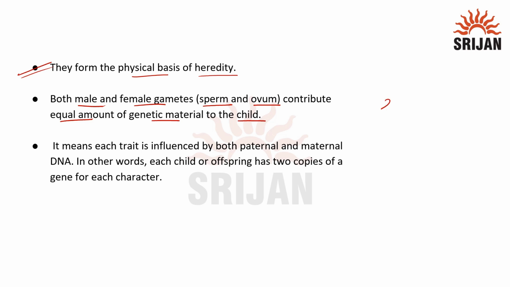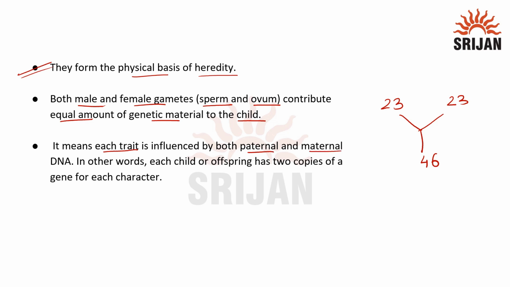So 23 chromosomes would be coming from the male gamete and 23 chromosomes would be coming from the female gamete, and now this is going to fuse and form 46 chromosomes, that is the amount of genetic material in the child or the offspring. These 46 chromosomes could also be written as 23 pairs. So now we know that each of the characters will be influenced by both the parents, the paternal DNA also and the maternal DNA also.